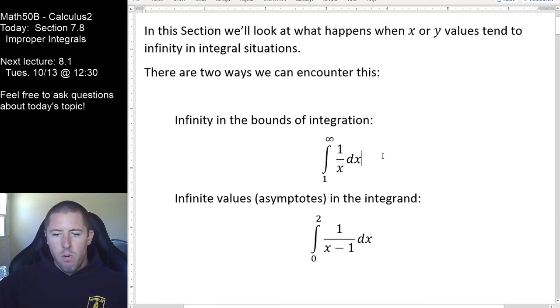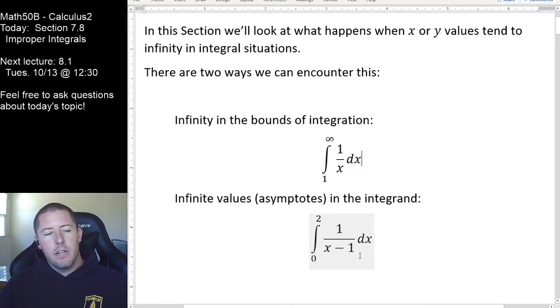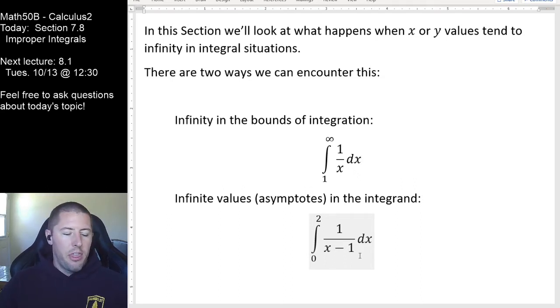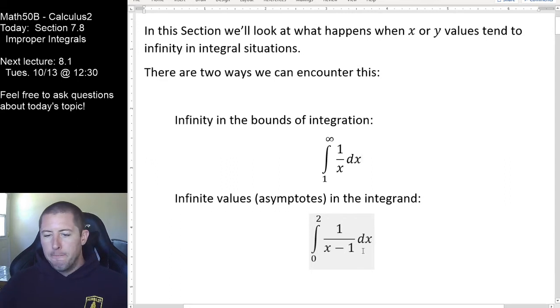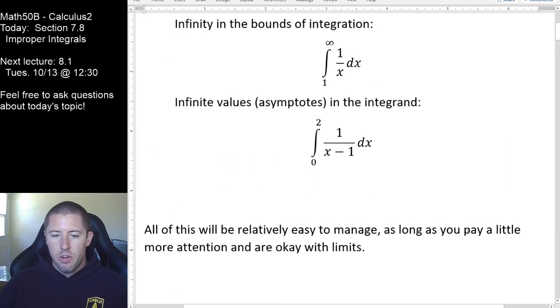One thing I'll say before I move away from the screen is, in this case, it's obvious to you that you've got infinity to deal with because it's staring you right in the face. In this one, it's a little bit less obvious. One of our new responsibilities, according to this section, is we always need to stop and ask ourselves, do we experience any vertical asymptotes over the bounds of integration or not? That's now a new question that you are, in a sense, required to think about before you perform any integration process. Because we're going to see here, it's going to give us a little bit of trouble right there.